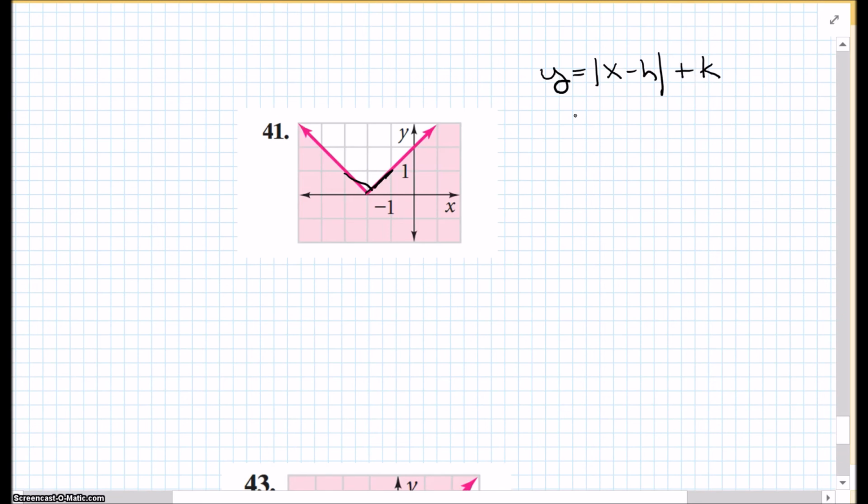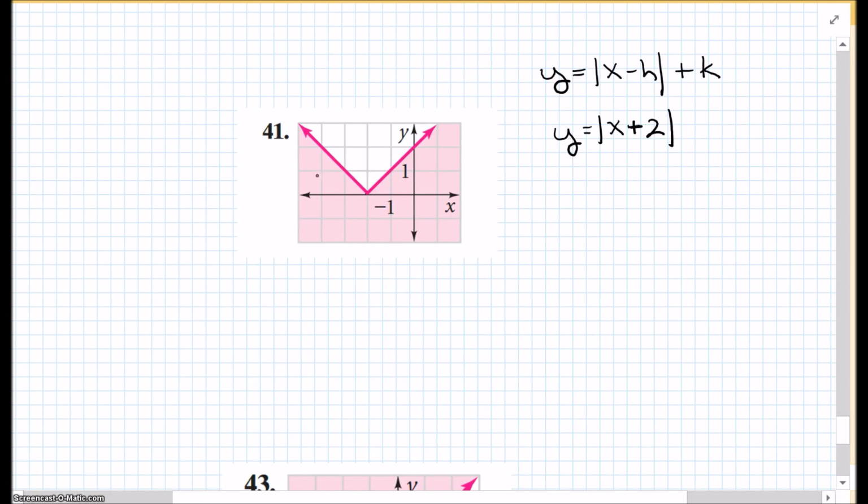Well, my horizontal translation is to the left 2, or negative 2, so that's going to be y equals the absolute value of x minus negative 2, so I make a positive sign, and my k value is 0. There's no translation up off the x-axis. So there's my equation. But again, it's an inequality.